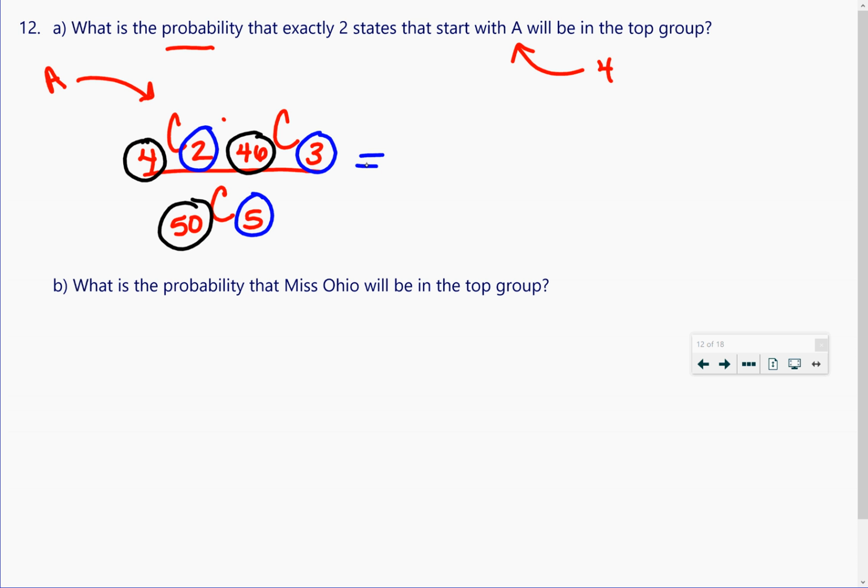All right, so again, take a second, type it in. I'm just going to bring up on my calculator what I typed in a few minutes ago. So now it's 4 choose 2, 46 choose 3, and 50 choose 5. And my calculator gave me a fraction when I did it, 99 over 2303, but I'm going to go ahead and divide that.